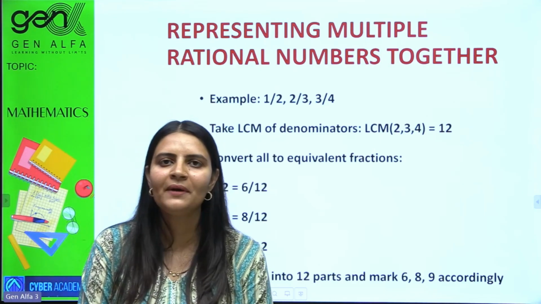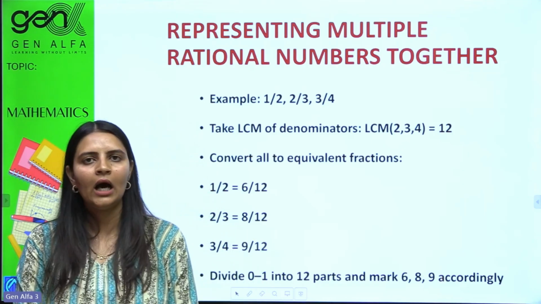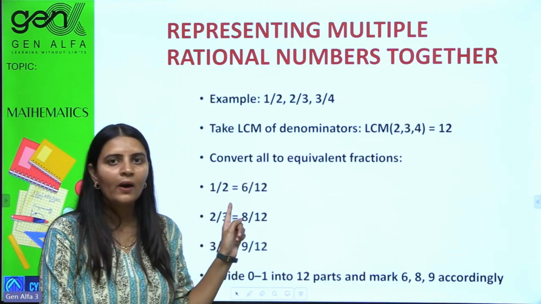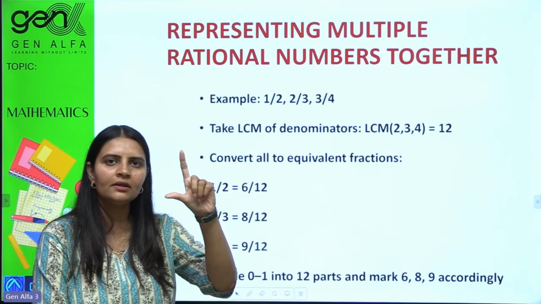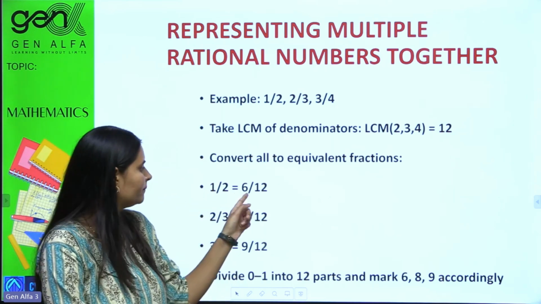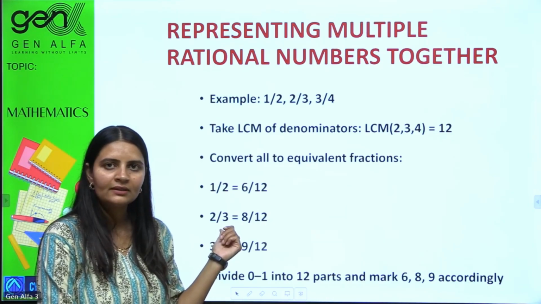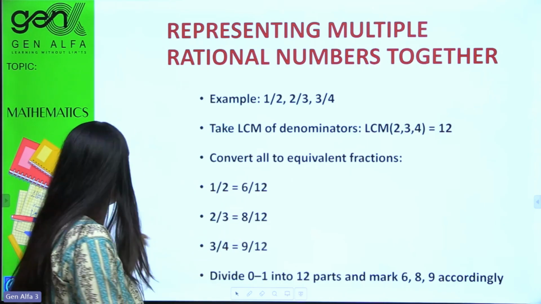Exactly. Your LCM is 12. So you have to make the fractions now to 12. 1 by 2: you have to multiply it by 6 on both sides, numerator and denominator. 6 by 12. Similarly, 2 by 3. How are you going to get 12? 3 fours are 12. 2 by 3 multiplied and divided by 4.